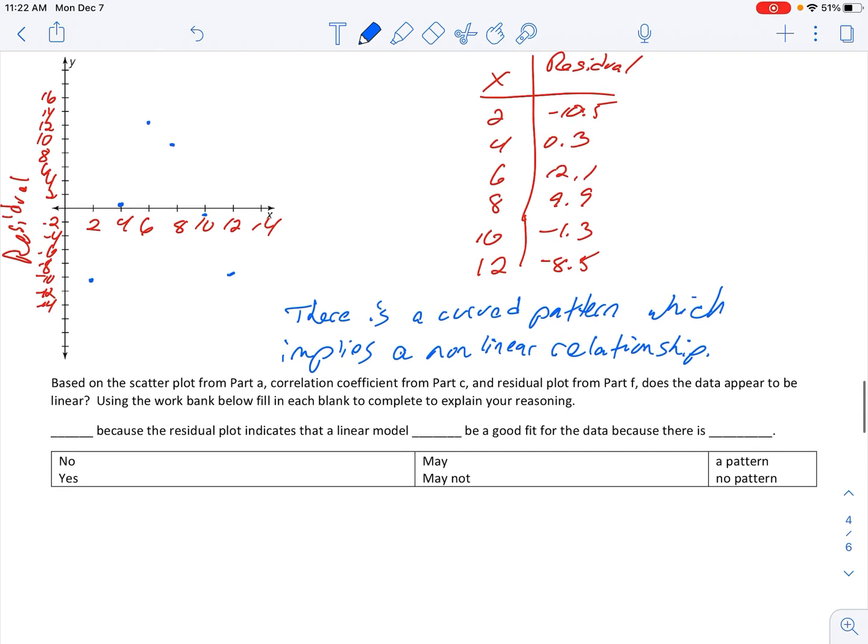Okay. So with that in mind, based on the scatter plot information, the correlation coefficient information, and the residual plot information, does the data appear to be linear? And no, for a variety of reasons, but no, because the residual plot indicates that a linear model may not be a good fit for the data because there is a pattern. So because there's a pattern, we're going to say that is probably not a linear relationship. All right, I'm going to pause that there, and then the other ones we will do in class tomorrow.